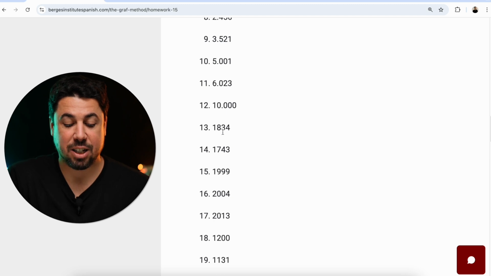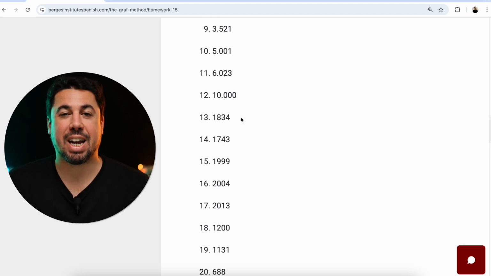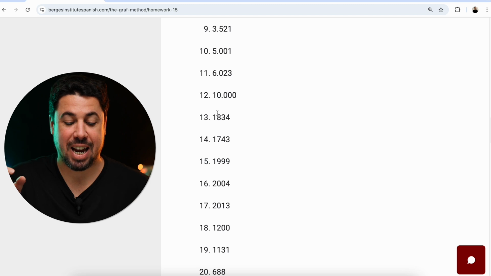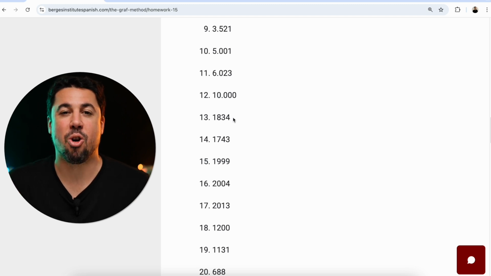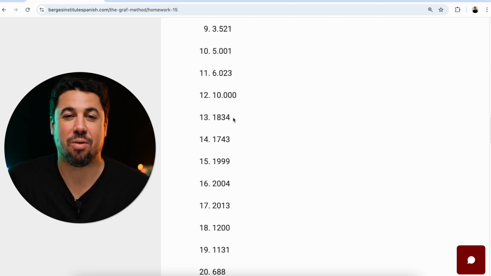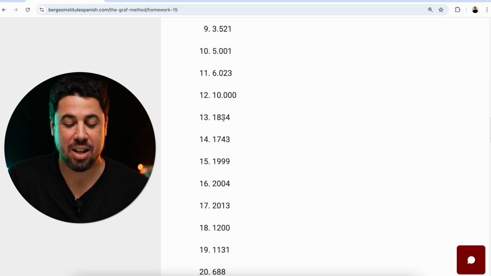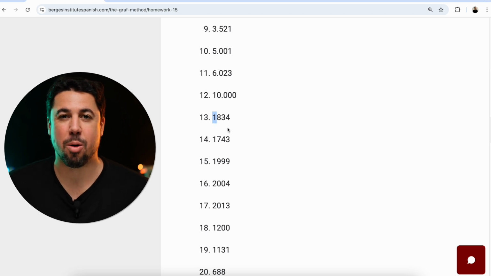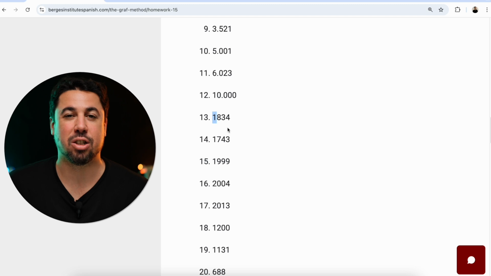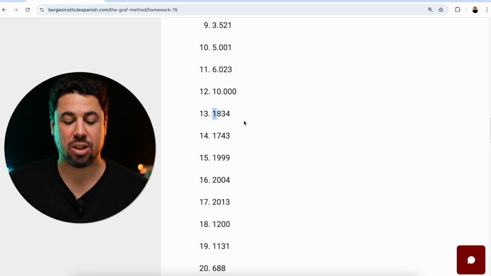So in Spanish, and this is important, we can't split the years and say something like 18 34 or 19 95. We have to say the whole thing. So the year 1995 was the year 1995. So 1834 will be 1834. And as a reminder, we don't say un mil or uno mil or anything like that. 1000 is just mil. So 1834.